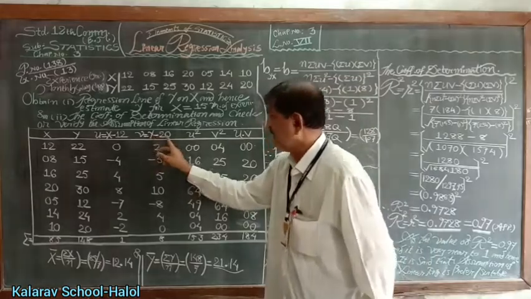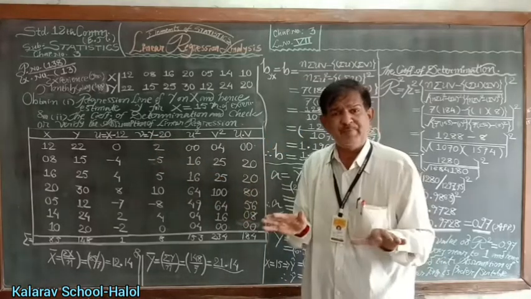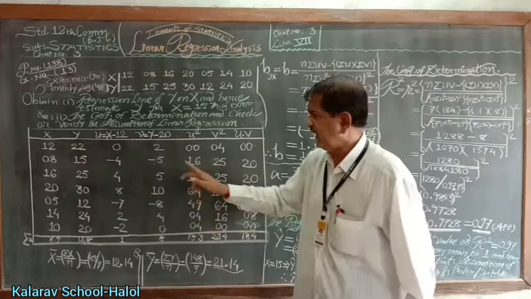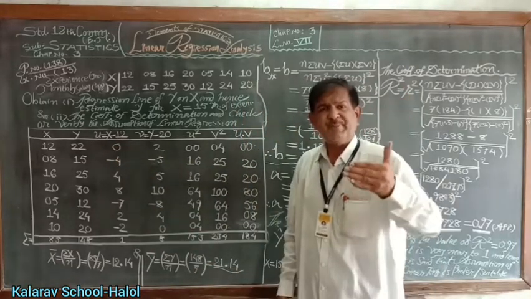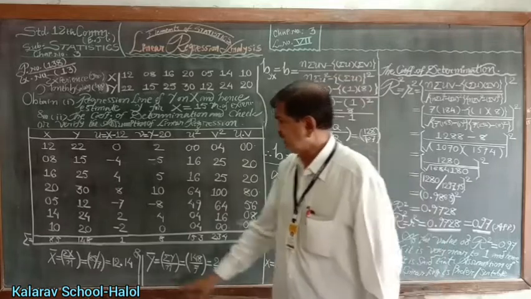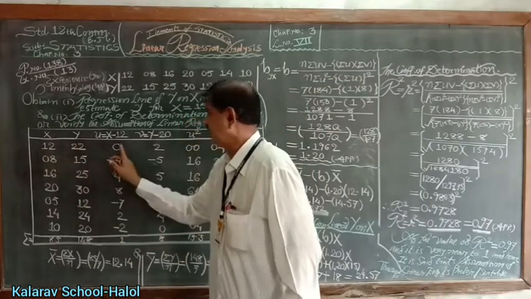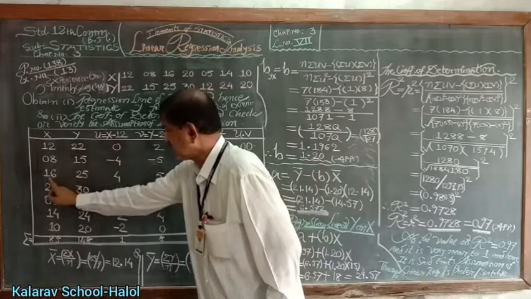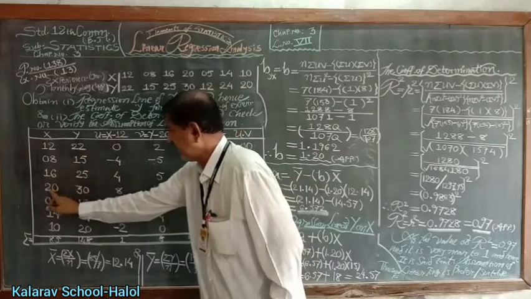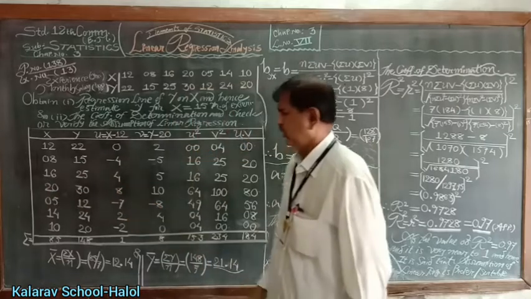For y minus 20, you may select 22 or even 15. Here we take x minus 12. From the series x, subtract 12 from each data value: 12 minus 12 is 0, 8 minus 12 is minus 4, 16 minus 12 is 4, 20 minus 12 is 8, and so on.